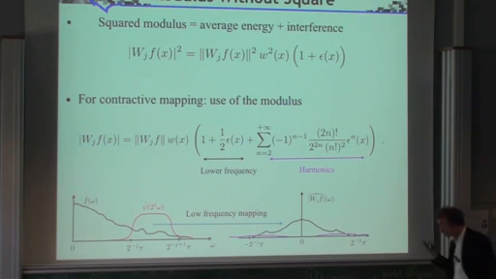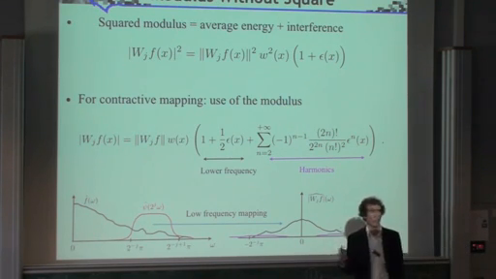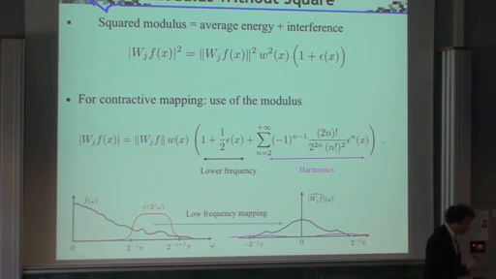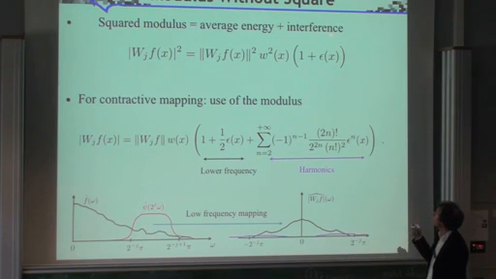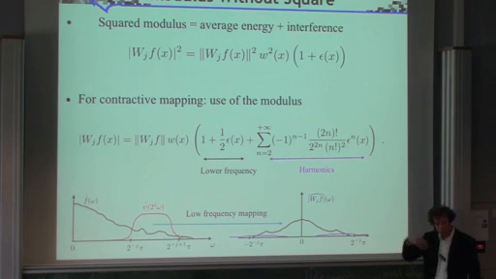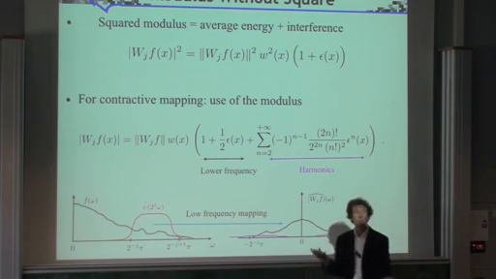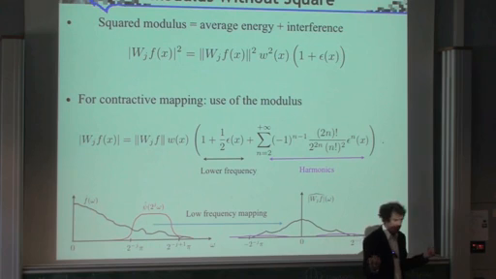Okay, now I don't want to work with a modulus squared because, as you will see, I'm going to iterate this transform, and I want to have a contractive mapping. So let's look at the modulus squared. It is a function which has one component which is constant, which basically carries the energy, plus a second component, epsilon of x, which basically carries the interferences between the different frequencies.